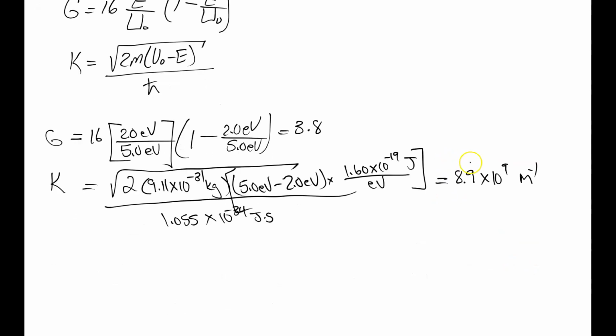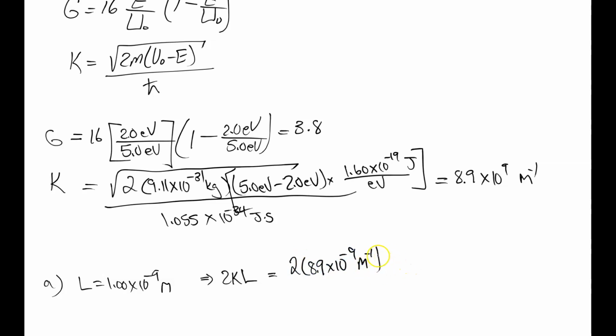And now we can say that for part A, where we know L is 1.00 times 10 to the negative 9 meters, that means that 2KL is going to equal 2 times 8.9 times 10 to the 9 meter inverse times 1.00 times 10 to the minus 9th meter, which is 17.8.